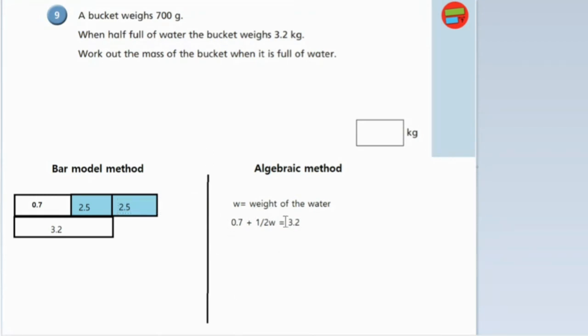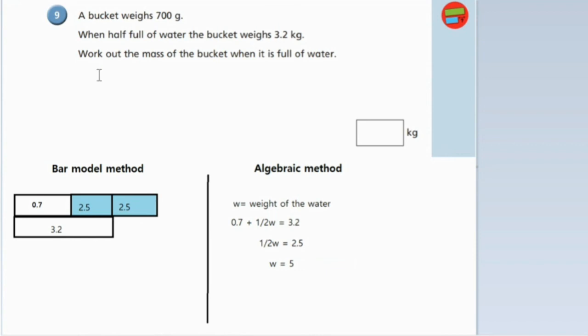Algebraically, I start looking to solve this equation. I can subtract 0.7 from both sides, and I know that half of the water is equal to 2.5. From that, I can tell that the whole water must be 5.